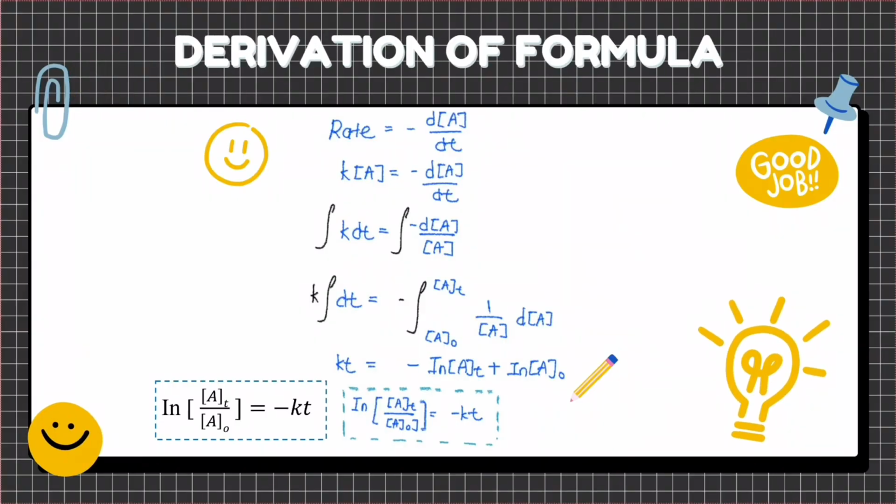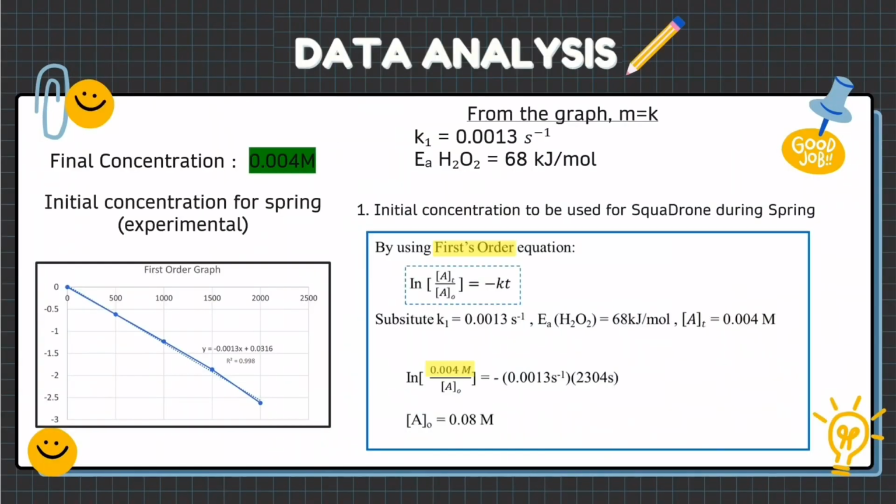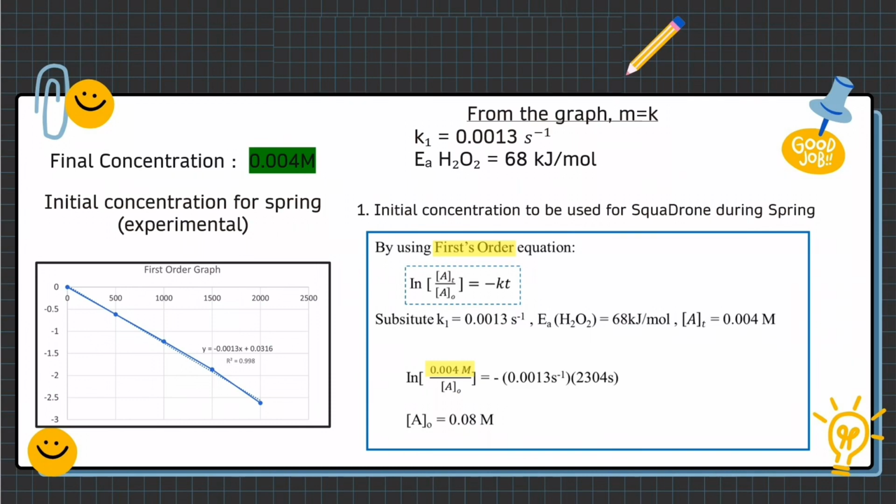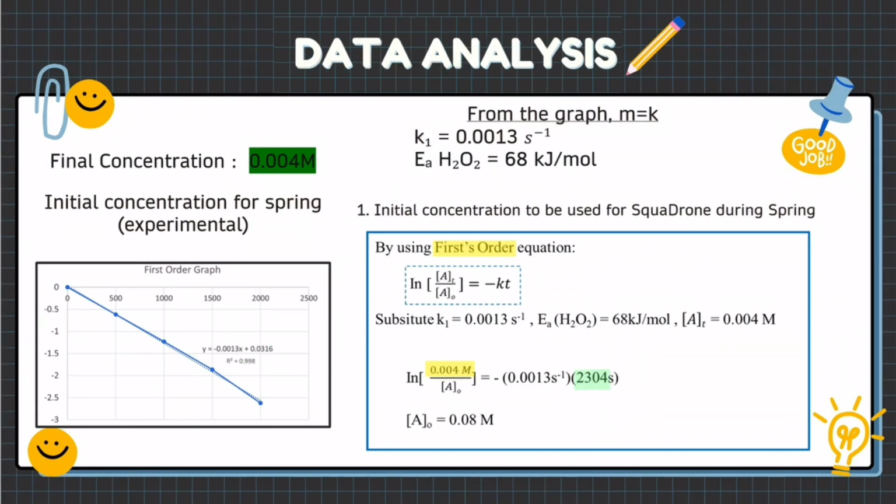So how? Use the equation of first order. We just plug in the rate constant K and then plug in the final concentration, which is 0.004 molarity, and the time calculated, which is 2304 seconds. Then we can find the initial concentration of hydrogen peroxide in spring. So we're done for the spring.